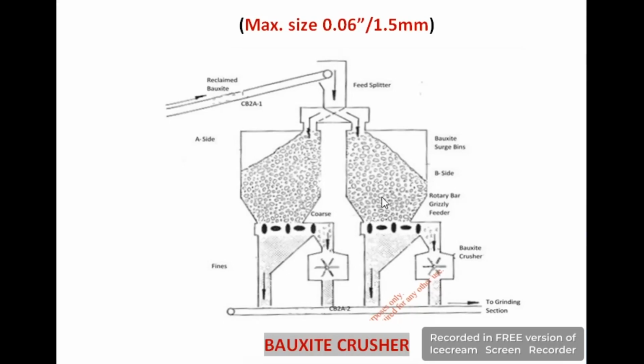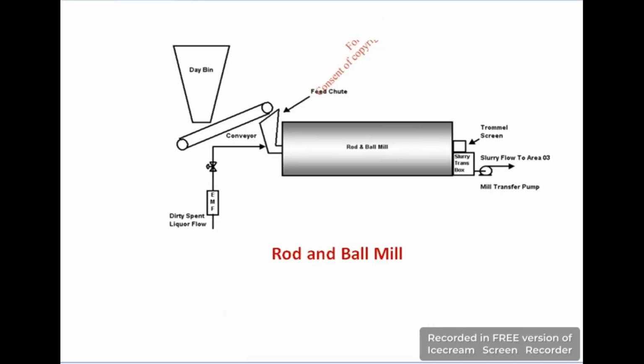So in this diagram you can see these are bauxite surge bins. It means these are storage vessels, and the next ones are feeders through which a controlled quantity is coming into crushers, and these are crushers which reduce the size of that ore. So the next section is the grinding section, where grinding mills are provided, and two mills are included in this section.